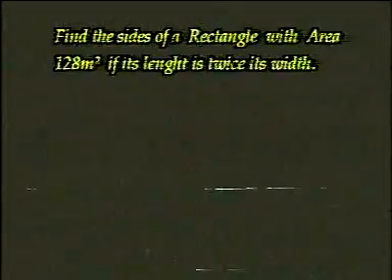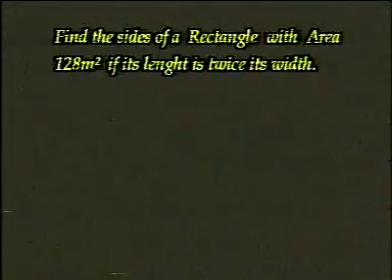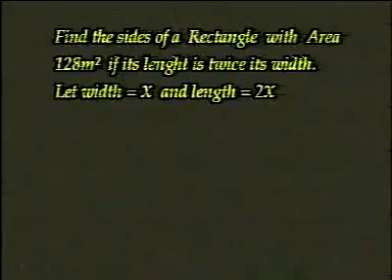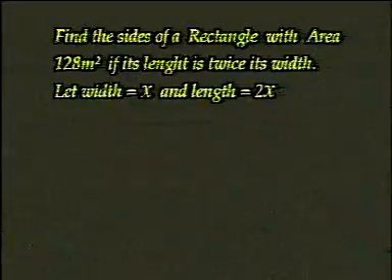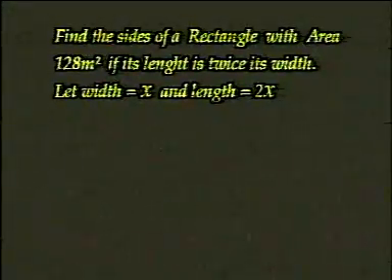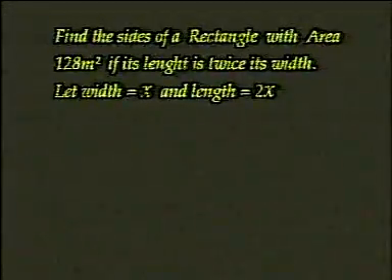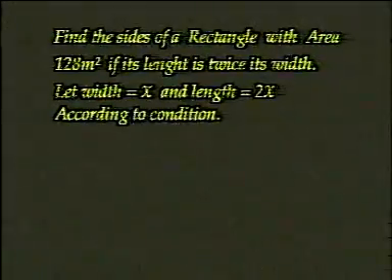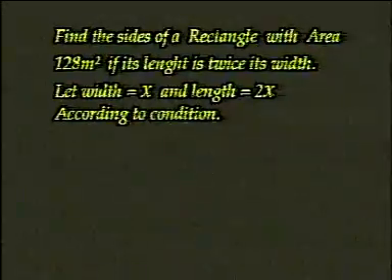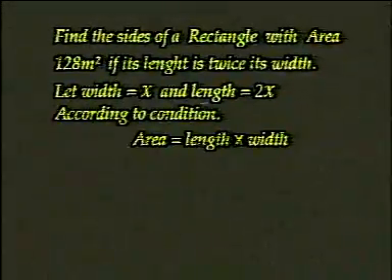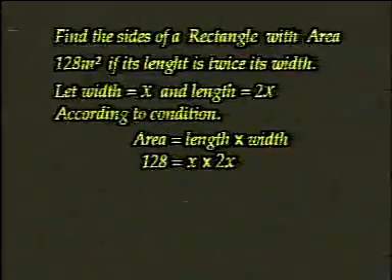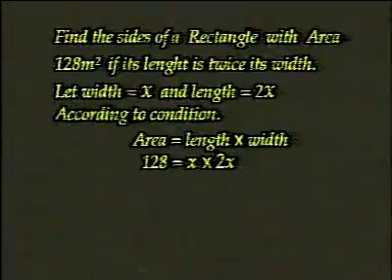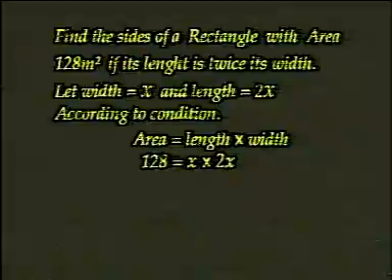Find the sides of a rectangle with area 128 meters square if its length is twice its width. So let's suppose width is equal to x, then length will definitely be twice, that is 2 into x. Now according to the condition, what is the area? Area is equal to length into width. Length is 2x and width is x, and the value of area is given as well, that is 128.